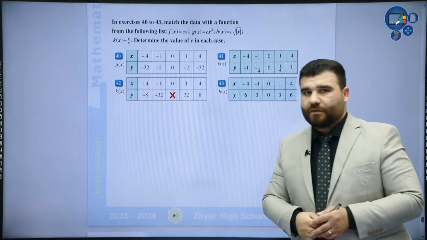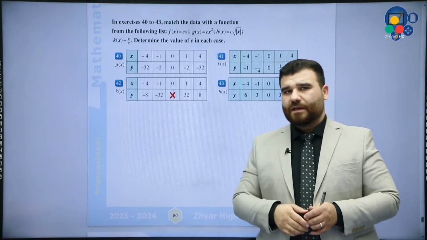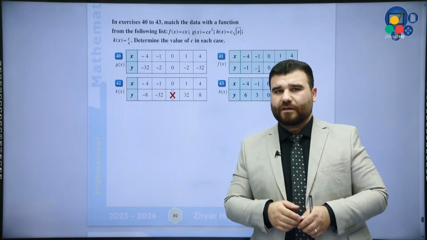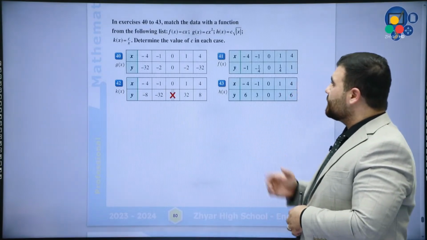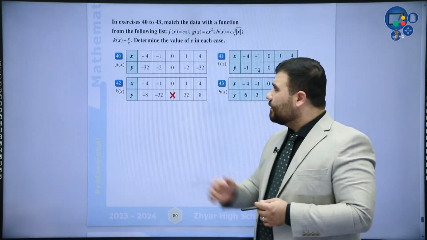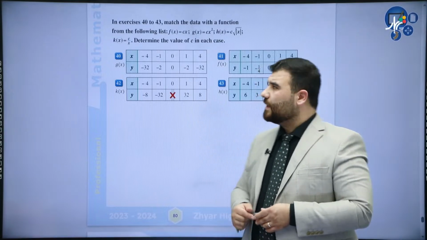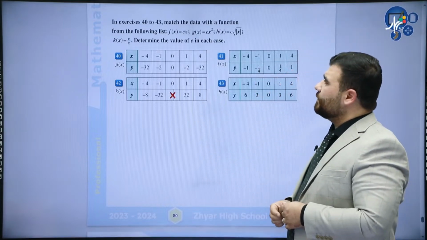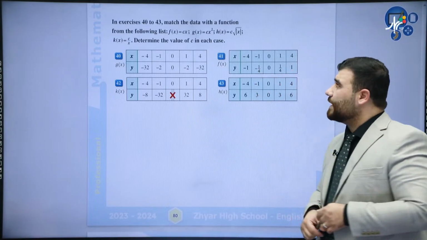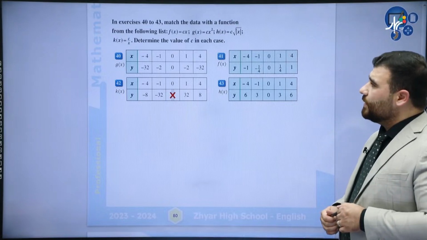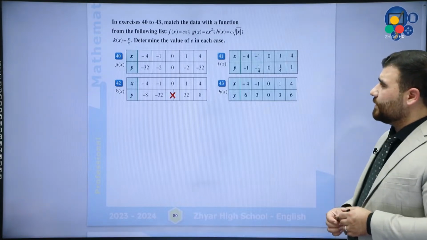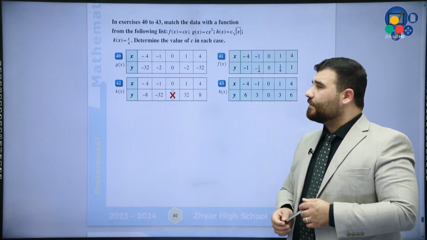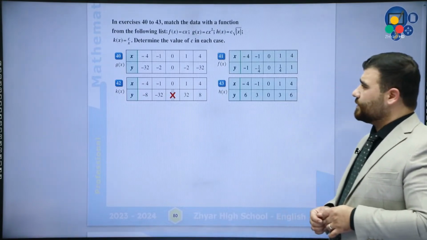This table question, before, in the beginning, in lesson 2 or 3, I think, we solved a question like this. Now we have this idea. Let's do this. In exercises 40 to 43, match the data with a function from the following list, f, g, h, and k of x. Determine the value of c in each case.